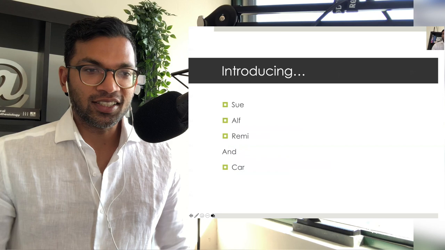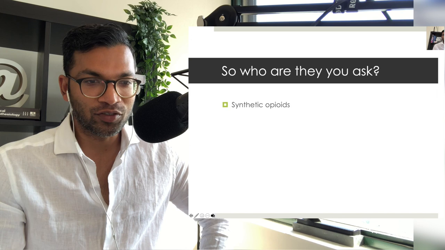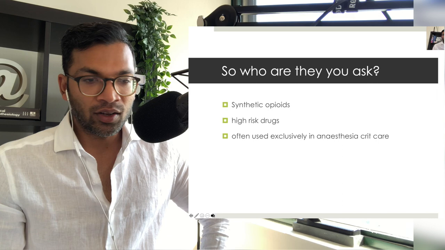Okay, so just to go through these people: sufentanil, alfentanil, remifentanil, and carfentanil. What am I talking about? Synthetic opioids. This is the hardcore stuff that anesthetists get to use for surgery. So they're really high-risk drugs. So many errors could happen, and they're often exclusively used in anesthesia and acute care.